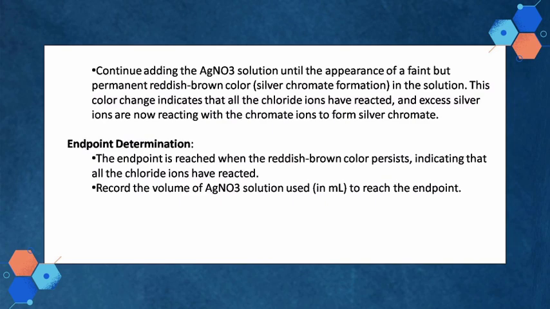Next is endpoint determination. The endpoint is reached when the reddish-brown color persists, indicating that all the chloride ions have reacted. Record the volume of AgNO3 solution used, in milliliter, to reach the endpoint.